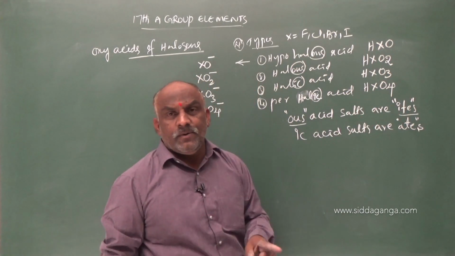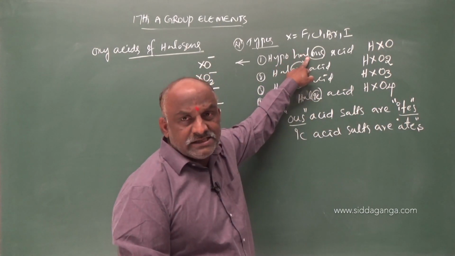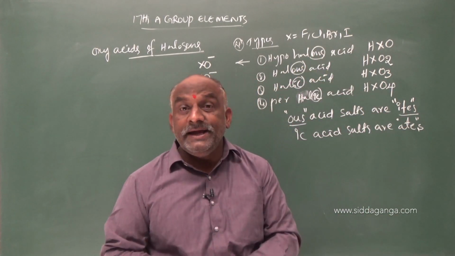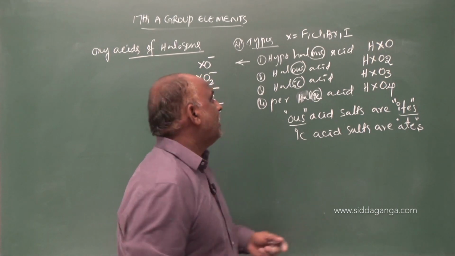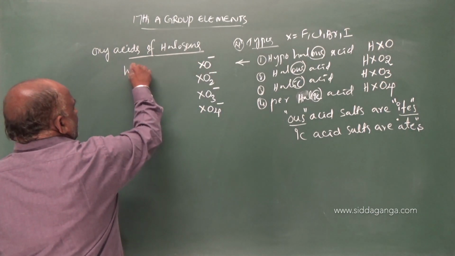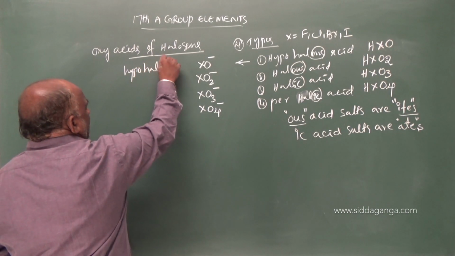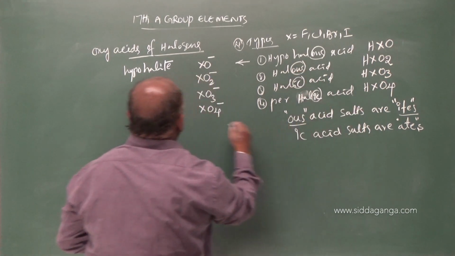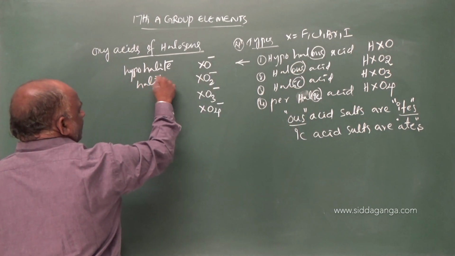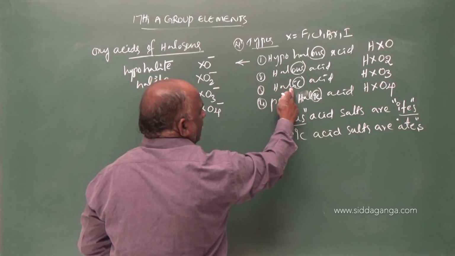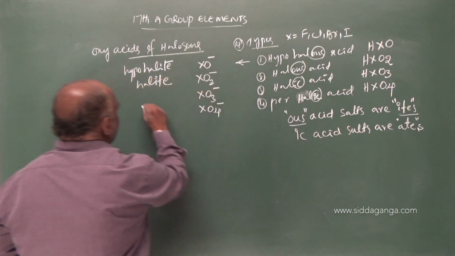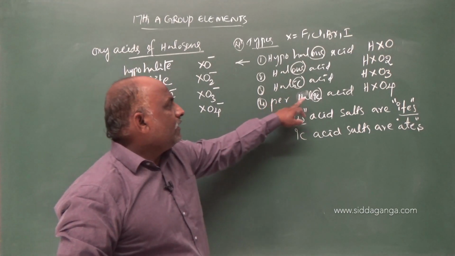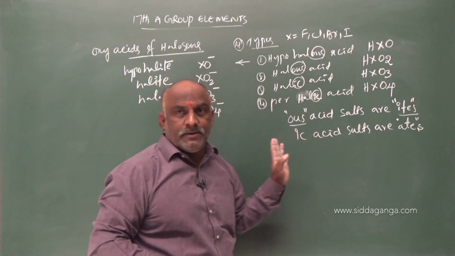Hypohalite. This is called hypohalite. The second one is halous, remove OUS, add ITE, halite. The third one is halic, remove IC, add ATE, halate. And the fourth one is perhalate.